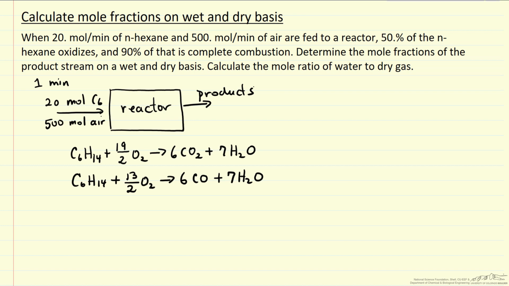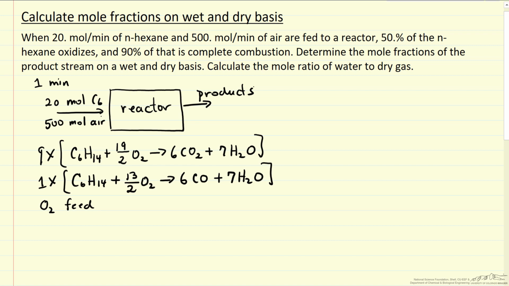Now we have 20 moles of hexane coming in and 50% react, so that's 10 moles reacting per minute, and 90% is complete combustion, so that's 9 moles. So we're going to look at this reaction 9 times, and 10%, or 1 mole, so 1 time for this reaction. Now in order to calculate mole fractions, we're going to have to look at how much oxygen and how much nitrogen we have fed to the system.